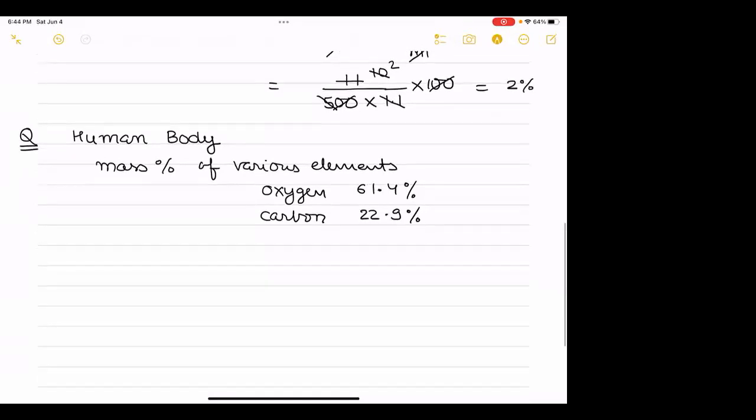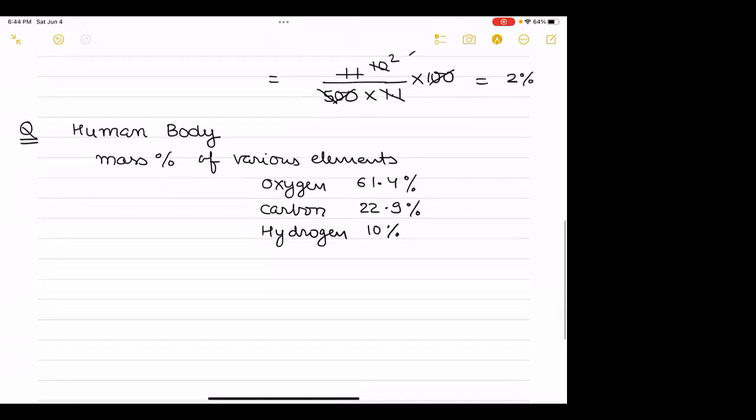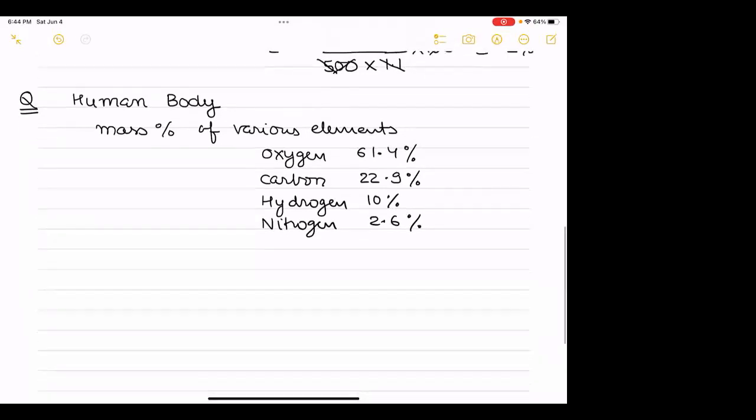Okay. Hydrogen is 10%. Okay. Nitrogen is 2.6%. So these are the various main elements present in a human body by percentage. Okay. The percentage composition is given.